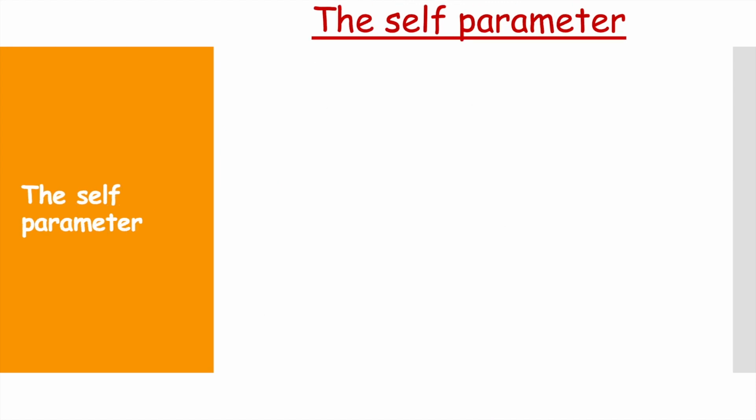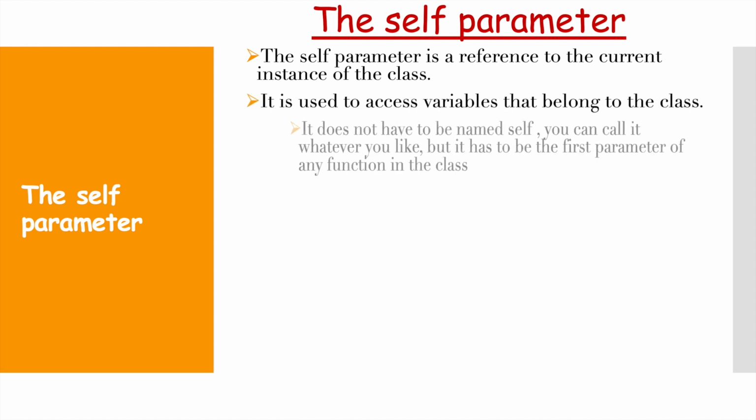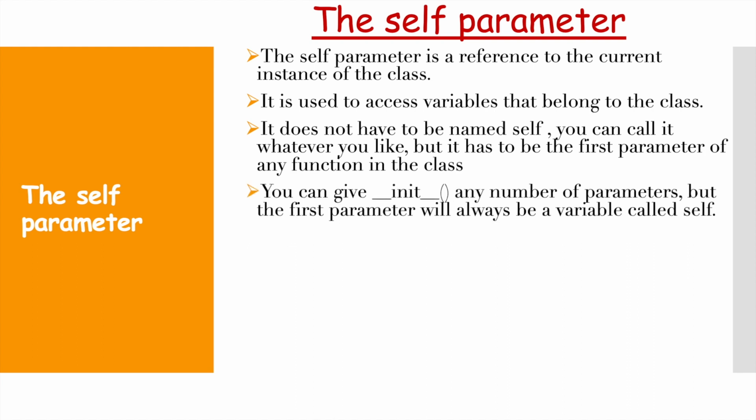Now let's see the self parameter. The self parameter is a reference to the current instance of the class, and it is used to access the variables that belong to the class. It does not have to be named self, you can call it whatever you like, but it has to be the first parameter of any function in the class. And you can give init any number of parameters, but the first parameter will always be a variable that is called self.